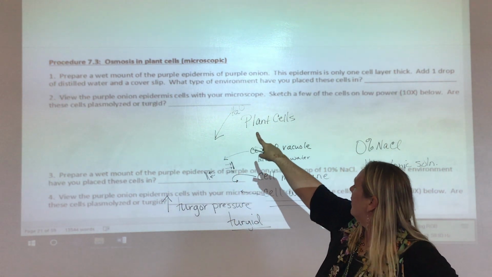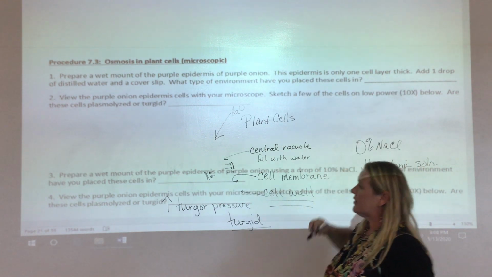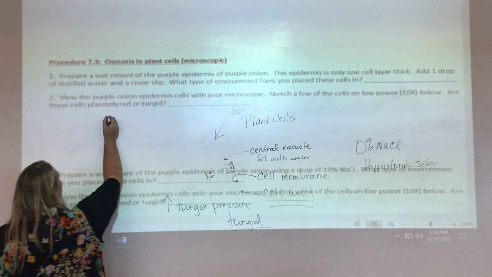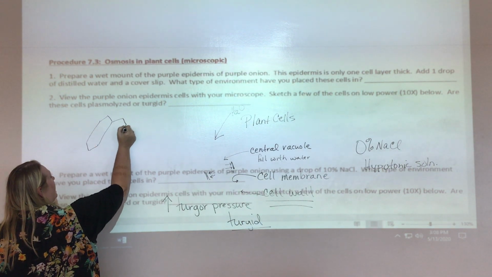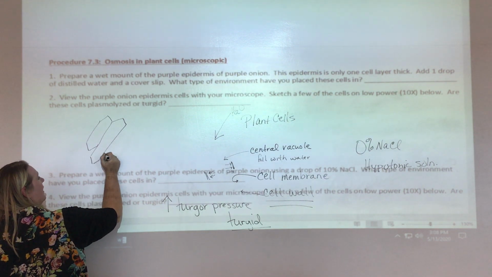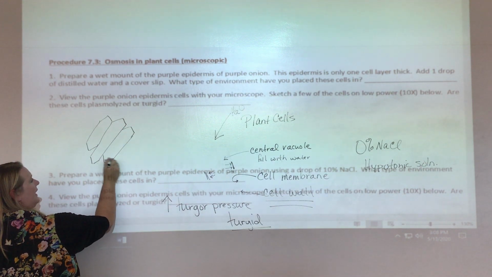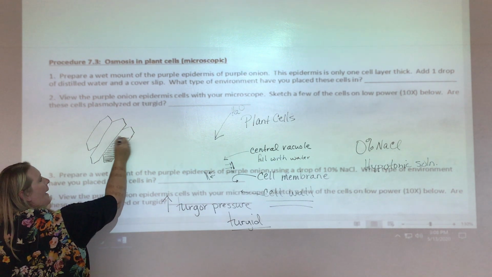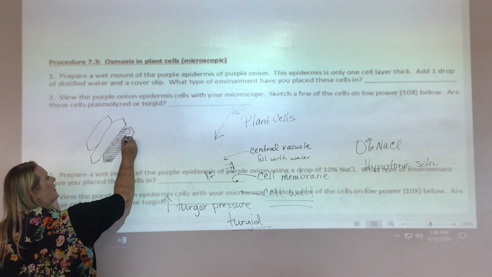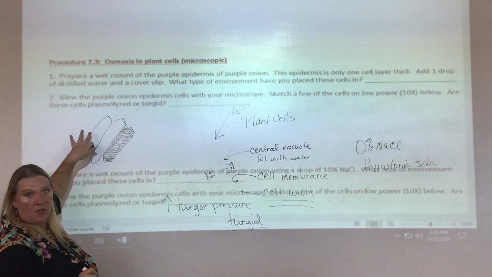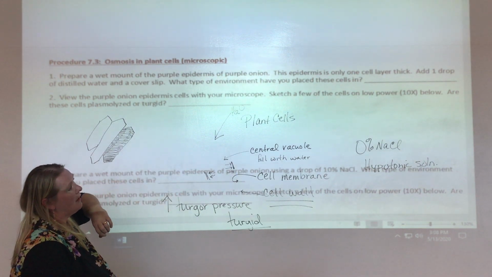View the purple onion with your microscope. Sketch a few of the cells on low power. Okay, that's what we just saw. It might have some cells that look like that. Kind of brick-like, stacked, and they're going to be completely filled in. That purple pigment is going to be all the way to the edge for all of those. So you can fill those in, okay? So sketch a few on the low power.